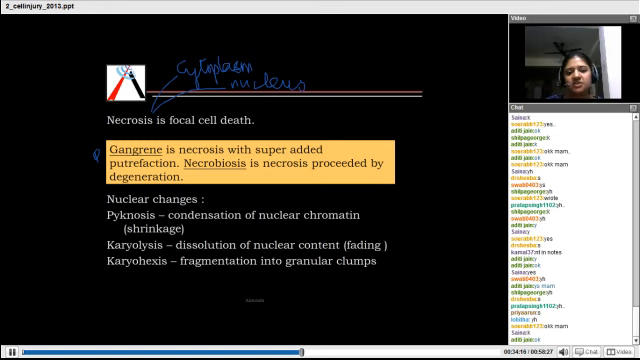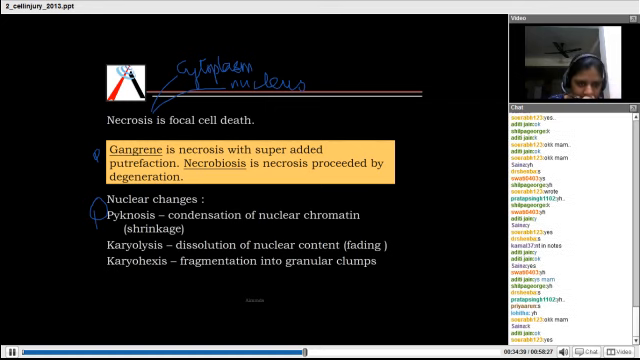Now cytoplasmic changes could include accumulation of your microtubules, microfilaments, or changes in the endoplasmic reticulum and all that. I will be particularly dealing with nuclear changes because there have been MCQs on this and I have seen a doubt on this in Facebook as well. What are the changes that you will see in the nucleus? The nucleus may undergo pycnosis, karyolysis, and finally become karyorrhexis.